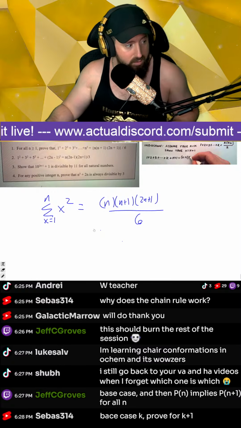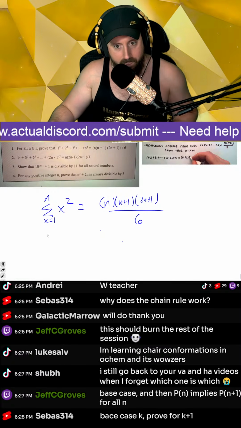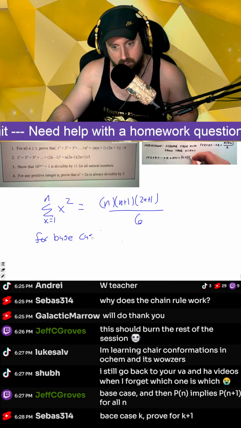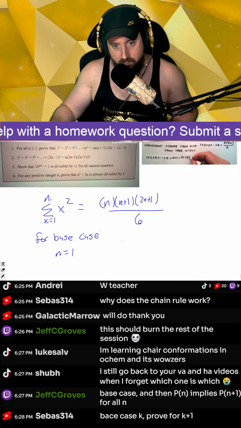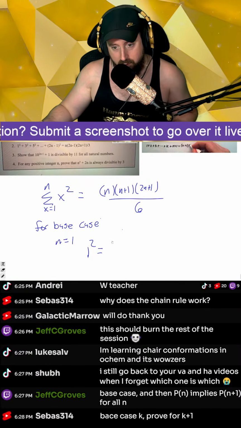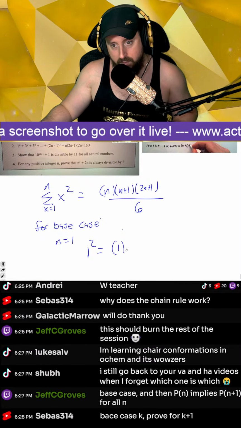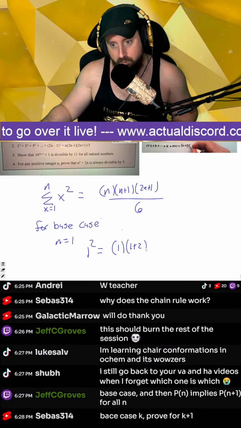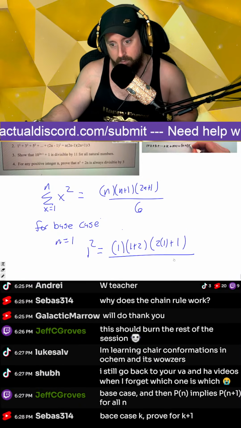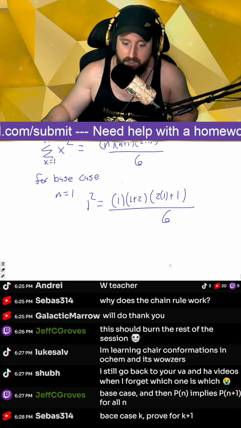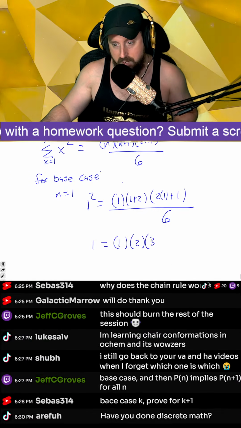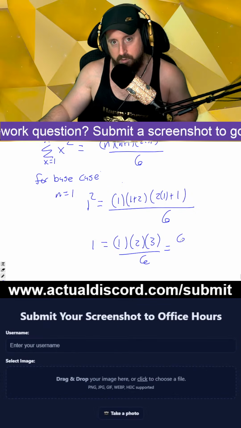So wait, is this what I say? For the base case, n is equal to 1, right? So if we're only going up to 1, that means 1 squared should be equal to 1 times 1 plus 1 times 2 times 1 plus 1 all over 6. And I think that works, right? Because that's 1 equals 1 times 2 times 3 over 6. Yeah, cool. 6 over 6.